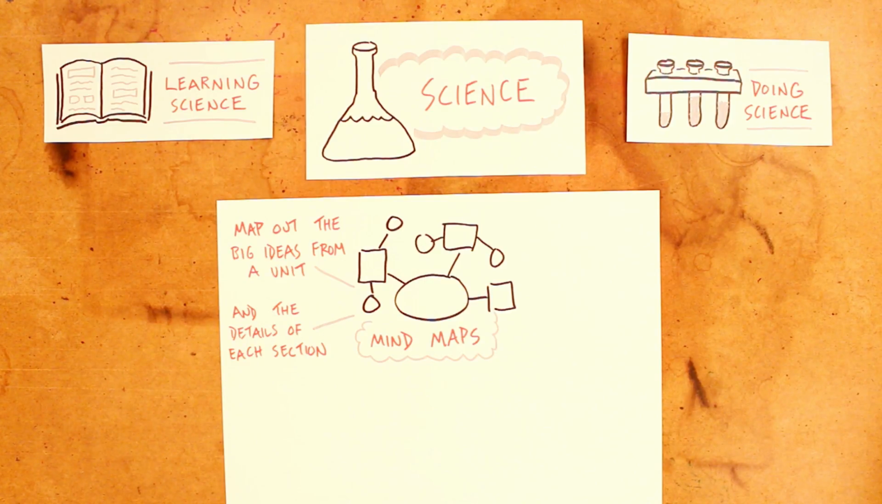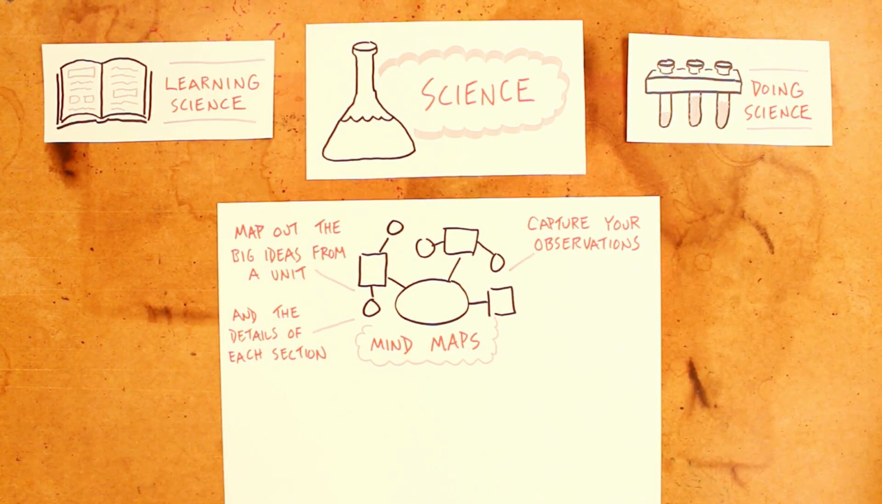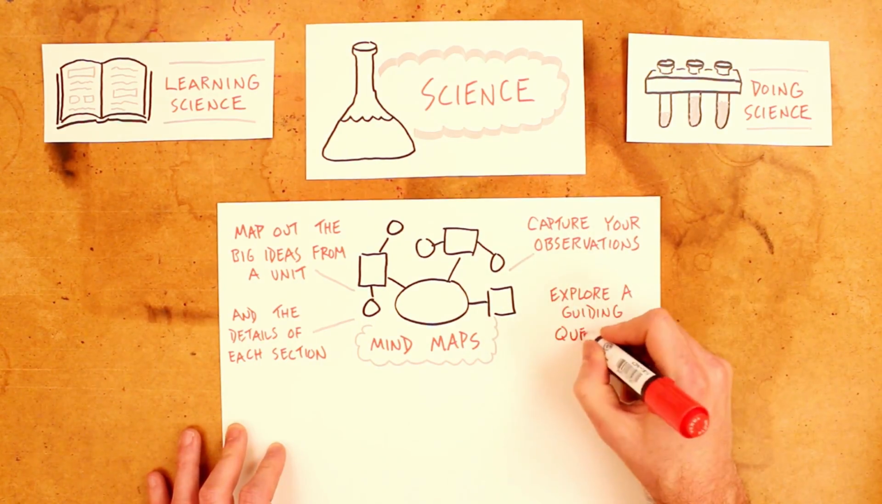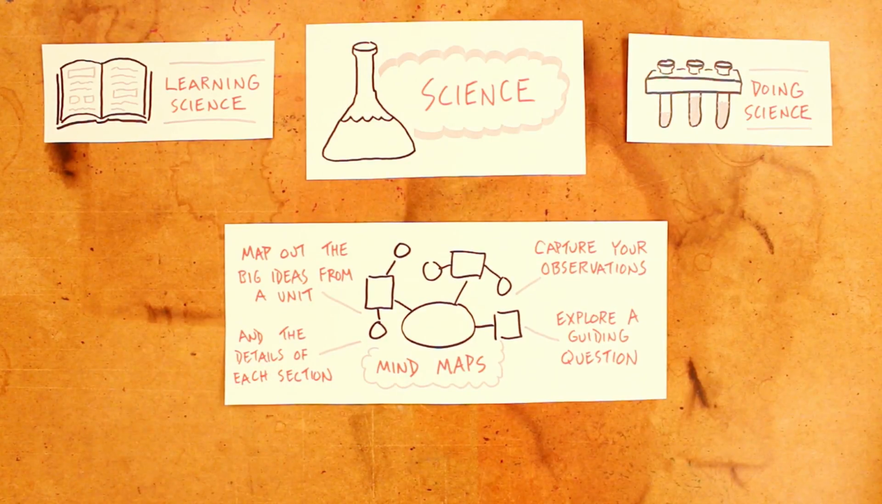I think mind maps are a good way for instructors to introduce a new topic that you're about to explore at the beginning of a unit. And they're also a good way for students to review that unit at the end, to test how well you understand the ideas that you've been learning about. When doing science, you can use a mind map as a tool to capture your observations. You can create a variety of guiding questions to explore at the center of your mind map, and then surround each guiding question with specific observations that you make while conducting an experiment.